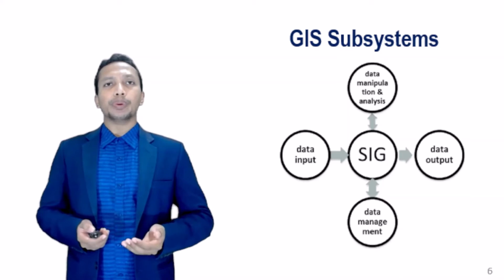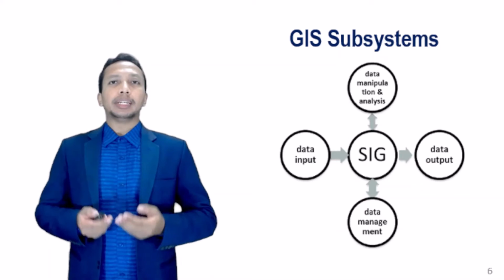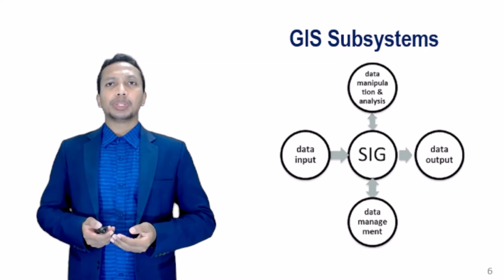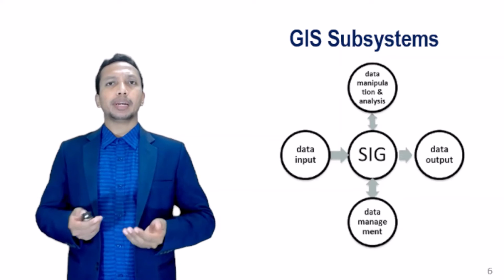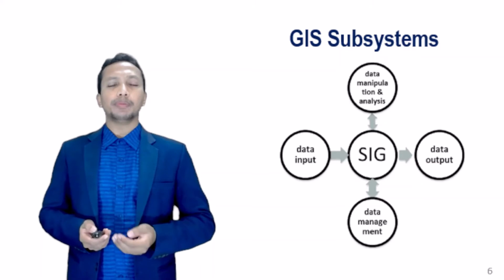Data output and display subsystem. The data output subsystem allows the user to generate graphic displays, normally maps and tabular reports, representing derived information products.